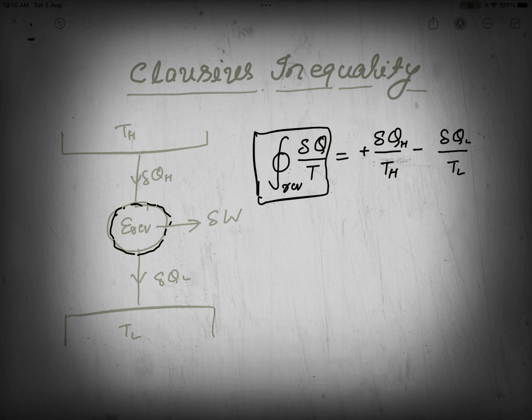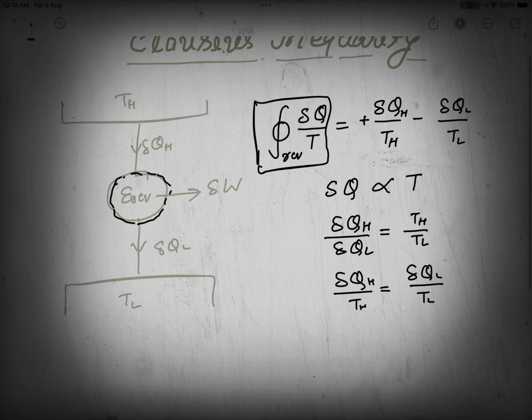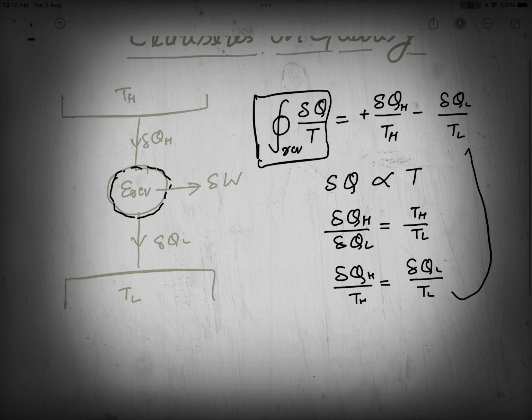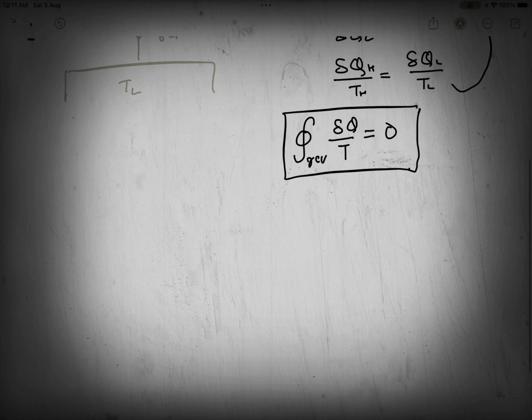Fine. Now according to Carnot's law, we know that the heat we are getting is proportional to the temperature of that system. So if we want to find the ratio of del QH upon del QL, that would come out to be TH upon TL. So from this we can write that del QH divided by TH is equal to del QL divided by TL. Because these two terms are equal, if we put it here, we get that for a reversible process the closed integral of del Q by T is equal to 0.